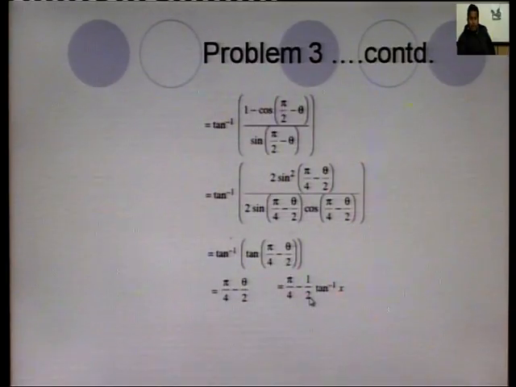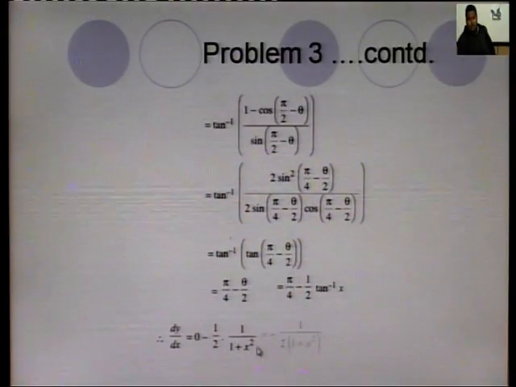So do the derivative here. The derivative of pi by 4, because this is a constant term, will be 0. The 1 by 2 stays as it is. The derivative of tan inverse is 1 upon 1 plus x square. So this term will become minus 1 by 2 times 1 upon 1 plus x square.